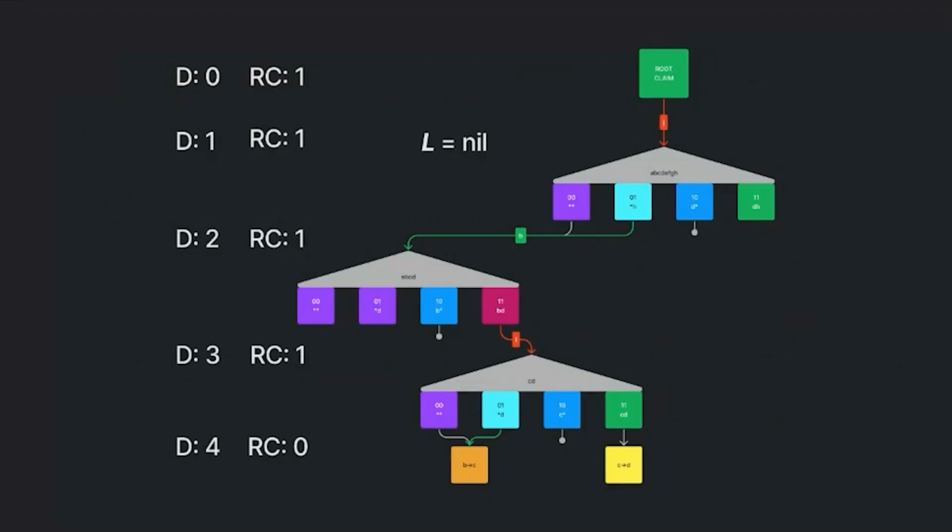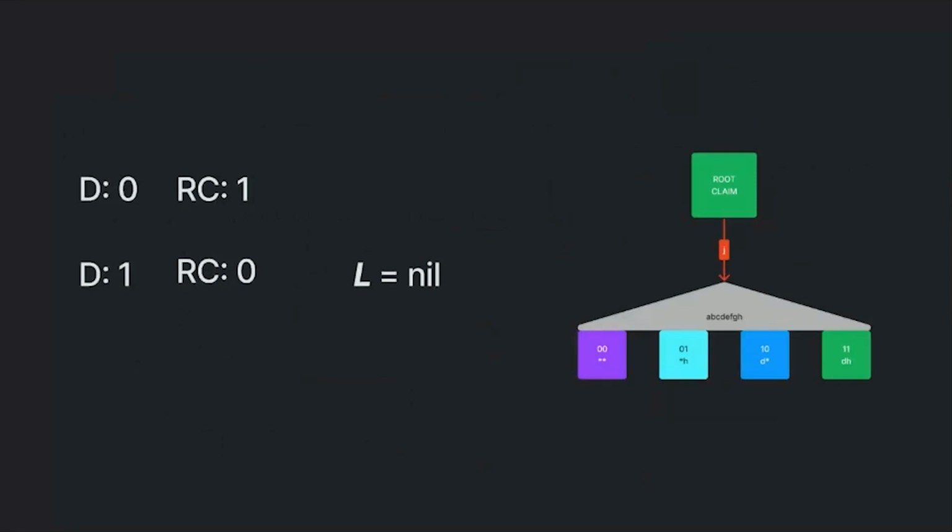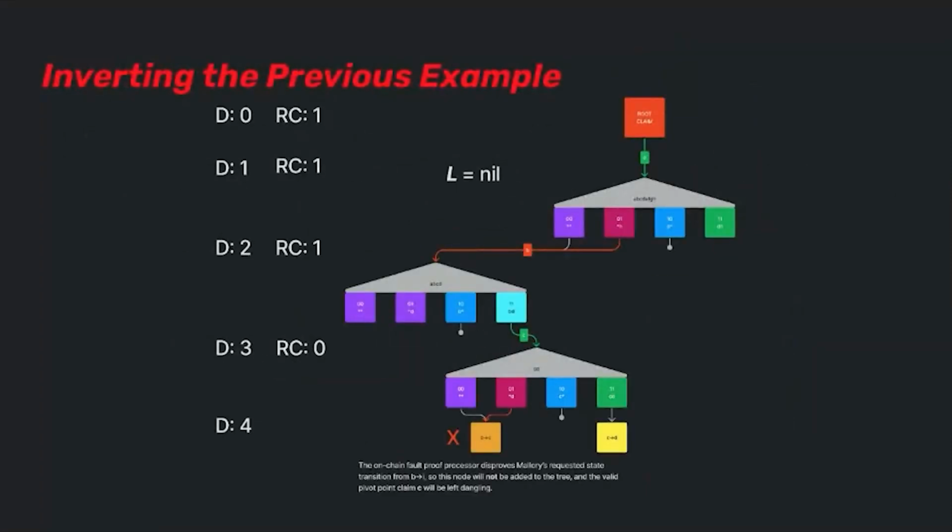But what does this game look like if we just invert this example that we have here, right? So what happens if we have an invalid root claim, and then this is the correct pivot, incorrect, correct, and so on, right? So basically, the game functions a little bit differently. If we invert it, we can see that we have that invalid root claim, correct counterclaim, and so on and so forth, and we actually get down to that exact same execution step. But the difference here is that because Mallory's requested state transition from B to I failed, remember we derived genesis from L1, so we can actually say that that state transition failed. It will not get added to the tree, and this valid pivot point claim will be left dangling.